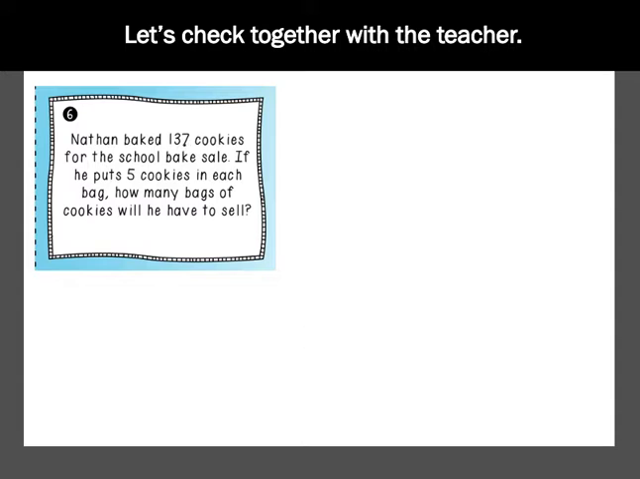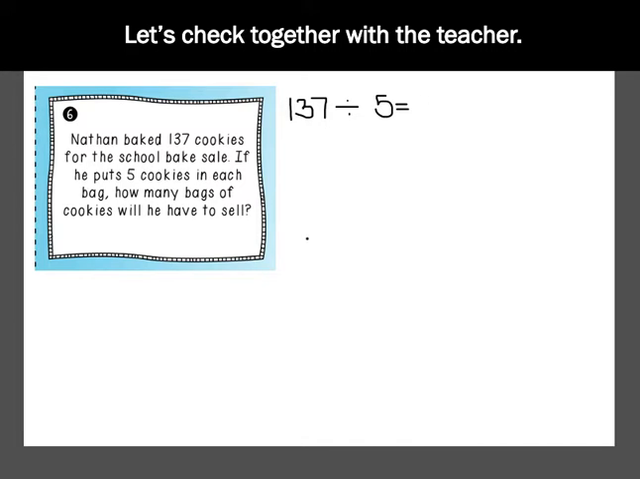Nathan baked 137 cookies for the school bake sale. If he puts 5 cookies in each bag, how many bags of cookies will he have to sell? All right. A division problem because the 137 cookies are being split up into groups of 5. 5 cookies for each bag. 137 divided by 5 is my division problem.